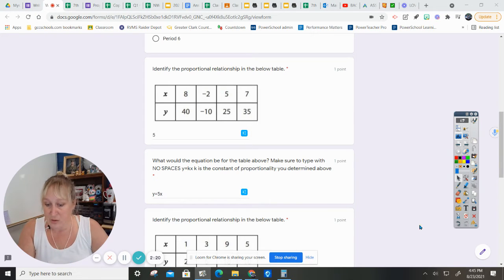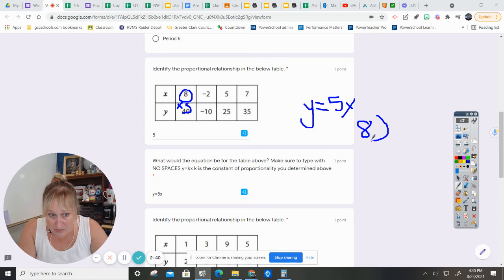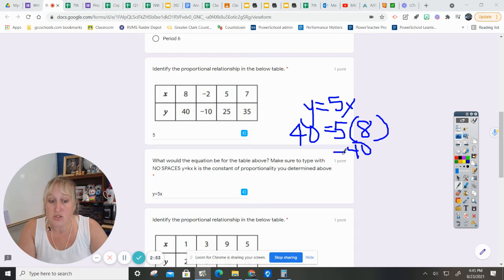Okay, so we're saying y equals 5x, where 5 is our constant of proportionality. If I take 8 and multiply it by 5, so if I substitute my numbers into y equals 5x, if I put 8 in where x is, does it equal the 40 like it says in the table? In case you can't read that. Well, 5 times 8 is 40, which equals 40. So yes, this is true.